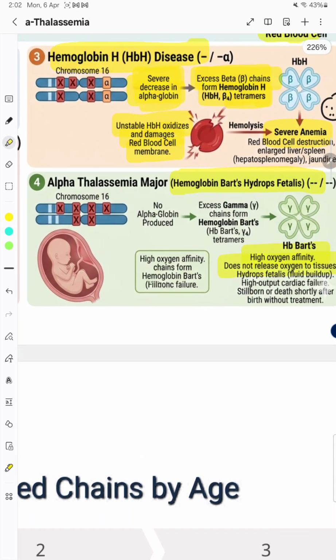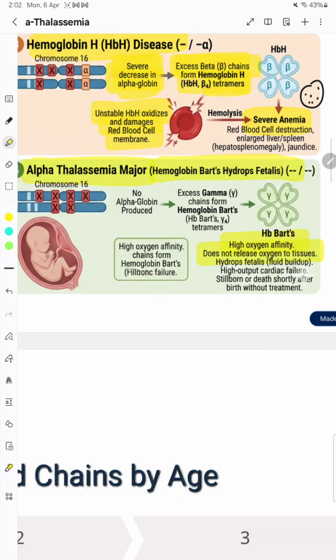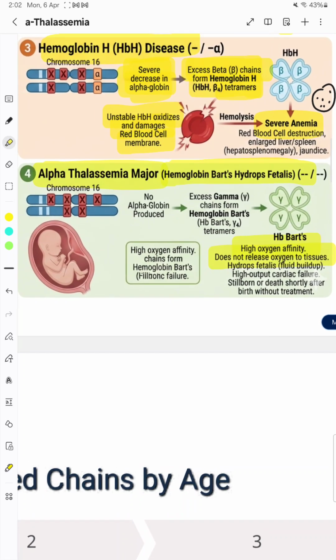The fourth type of alpha thalassemia is alpha thalassemia major, also known as hemoglobin Bart's or Hydrops Fetalis. There is no alpha globin production in this condition, as all four alpha globin genes are deleted.